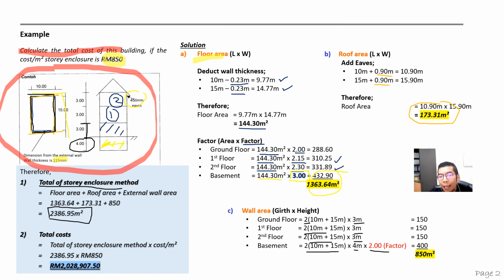After that, baru you boleh calculate the total cost using this formula: total of Storey enclosure method times cost per meter square. The cost per meter square that is given is 150 ringgit per meter square, times this value. So you will get, in this case, 2,028,907.50. So this is the estimation cost for this particular project. So that's how you apply this method, Storey enclosure method. It's more detailed, that's why it's more reliable.